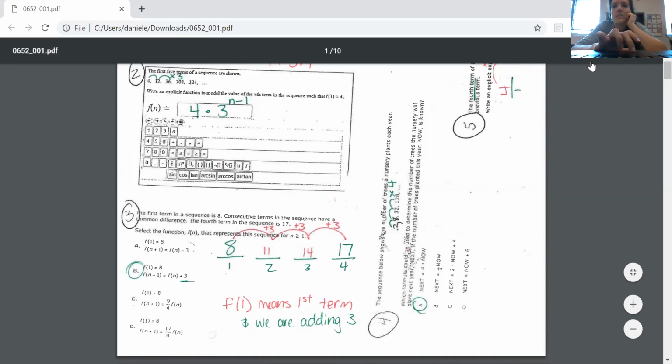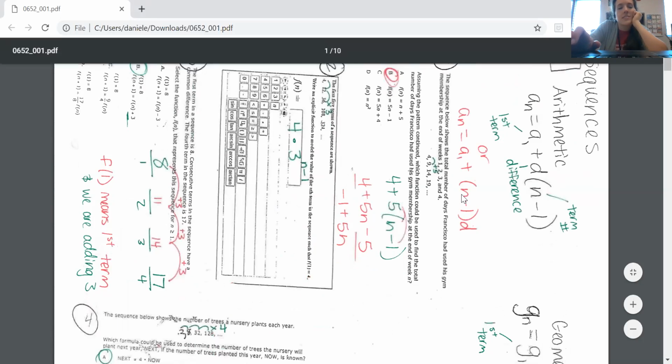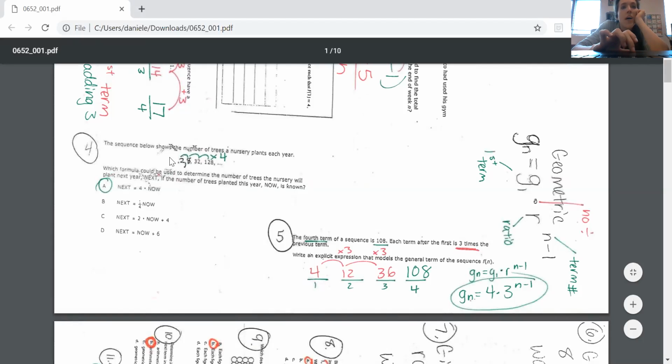Okay, next, if you turn your page sideways to number 4 and 5, that's a 2, not a 0.2. But to get from 2 to 8 to 32, we're multiplying by 4. So this is just another way to say a sequence in words. To get the next term, I do 4 times what I have now.